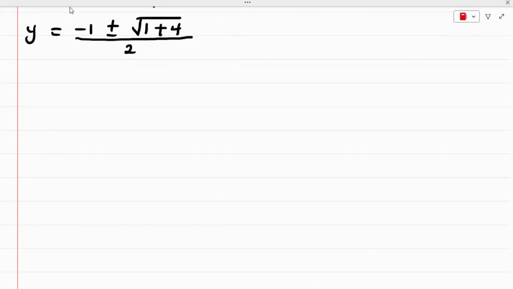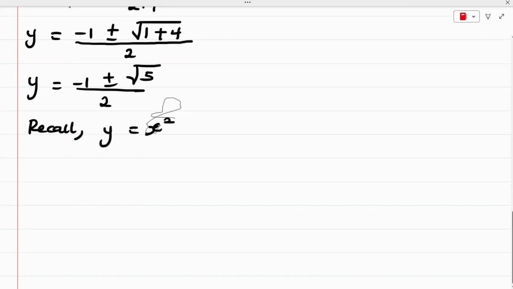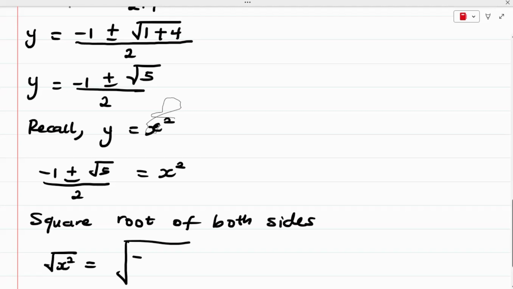Alright, so at this point we have y is equal to minus 1 plus or minus the square root of 1 plus 4, which is 5, over 2. But recall, we said let y be equal to x squared. So from here we have minus 1 plus or minus the square root of 5 over 2 is equal to x squared. So all we want to do is take the square root of both sides, and the square root of x squared is equal to the square root of minus 1 plus or minus the square root of 5 over 2.